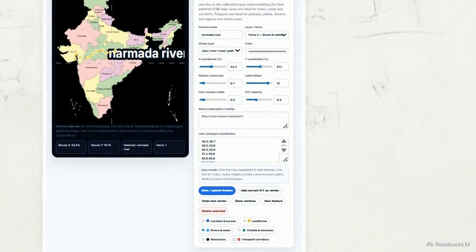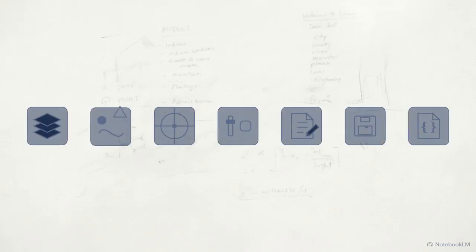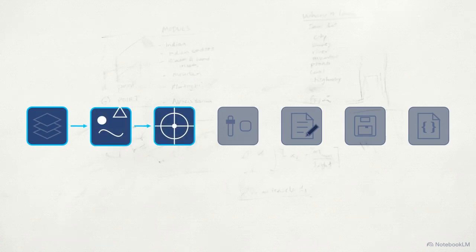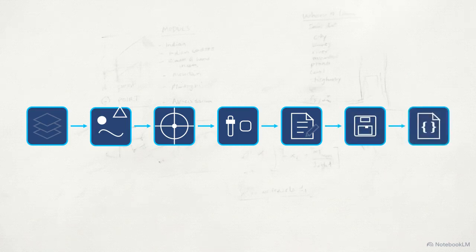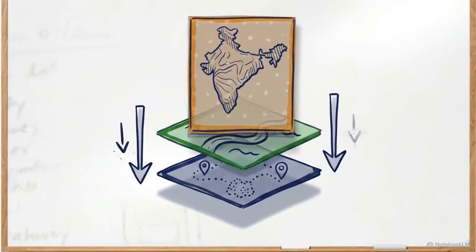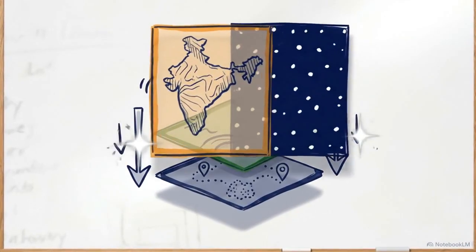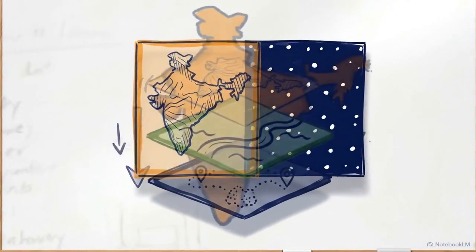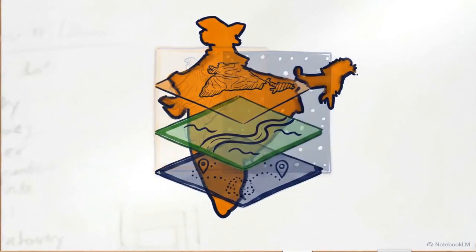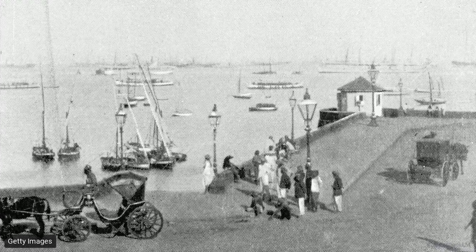The system organizes this data into 6 transparent layers: location, landforms, rivers, climate, resources, and transport, each capturing a distinct geographic force. To plot a feature, you follow a 7-step sequence. Choose the layer, select the shape, map the coordinates, style the visual, write the explanation, save the feature, and export the data. Separating geography into distinct layers reveals exactly how the land, water networks, and natural resources function together as a single, interconnected system. Step 1 is mapping exact locations.